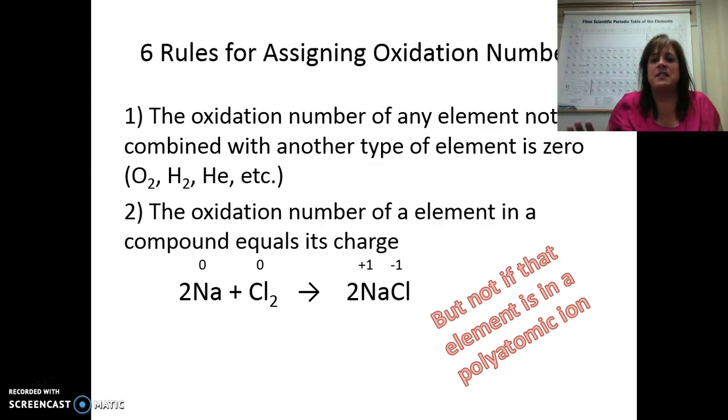So that's true if it's not in a polyatomic ion. If it's in the ion, then we've got different rules, and we're going to learn that rule later. All right, so if it's by itself or combined to itself, it's 0. If it's in a compound, then it's the charge that you get from the periodic table.